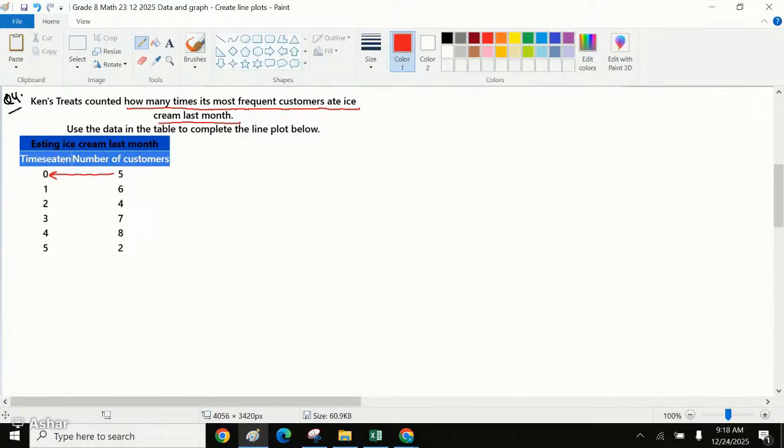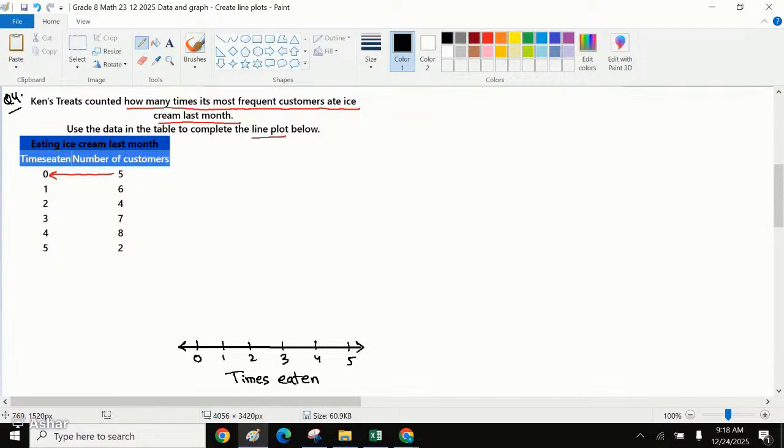So on the x-axis, if we need to do the line plot, what we are looking at is the number of times they ate. When we draw the horizontal axis, we have to put in the arrows on either side for the continuation. We have to go from 0 to 5. 1, 2, 3, 4, and 5. And this horizontal axis was representing times eaten. How many times did they eat the ice cream, right?